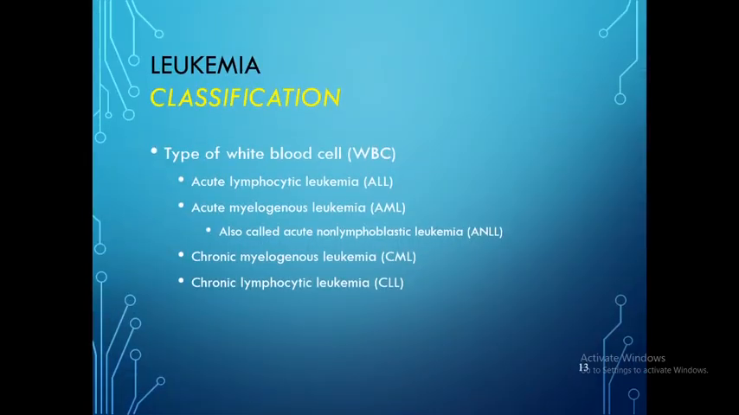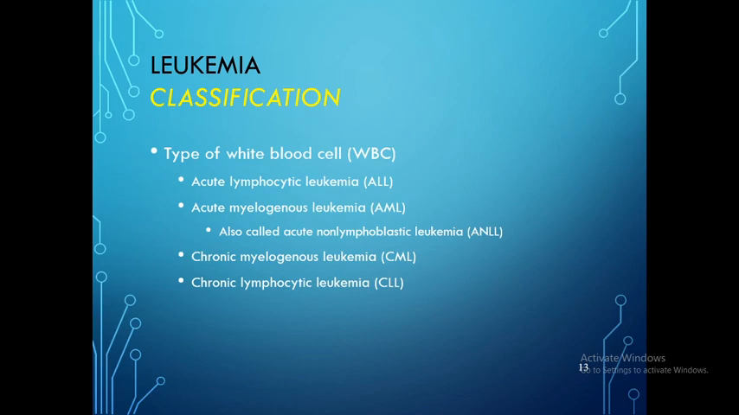When we classify leukemia, we have mainly 4 types of leukemias. First one is acute lymphocytic leukemia or ALL. Then acute myelogenous leukemia, AML, which is also called acute non-lymphoblastic leukemia, ANLL. Then we have chronic myelogenous leukemia, CML, and chronic lymphocytic leukemia, CLL. Again, what are the main 4 types of leukemias? First of all, we have acute and chronic leukemia. In acute leukemia, we have ALL, AML, and in chronic leukemia, we have CML and CLL.